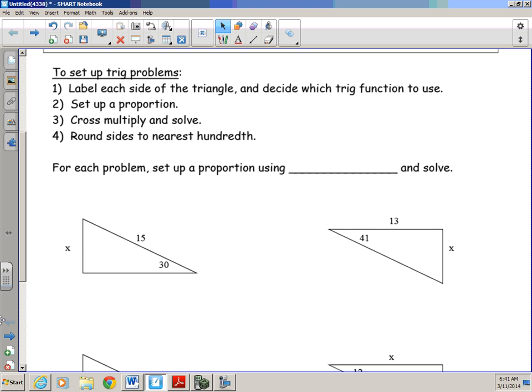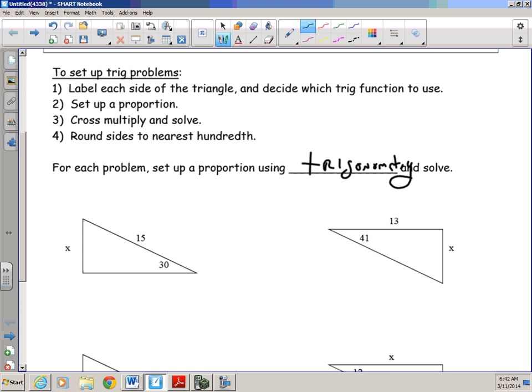Okay, so the steps we're going to undertake is we're going to label each side of the triangle. Okay, and we're going to use the words we used yesterday, meaning the opposite, adjacent, hypotenuse. Okay, we're going to set up a proportion. As we normally do with proportions, we cross multiply. And then since we're doing sides, for today, we're going to round to the nearest hundredth. And what we're going to do is use trigonometry to solve it.